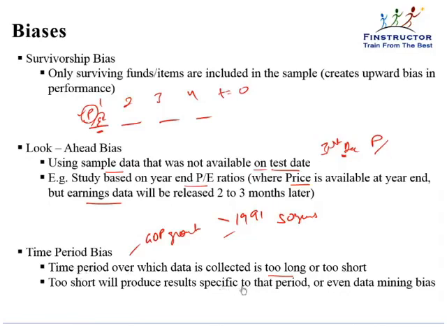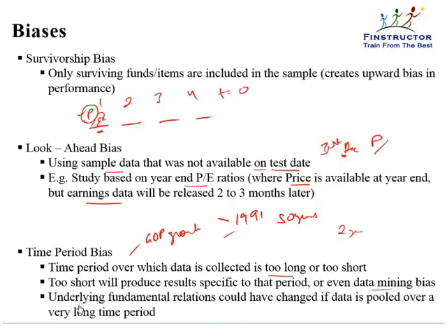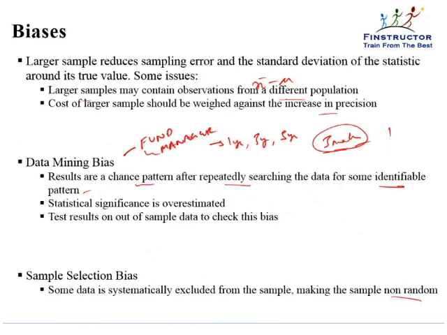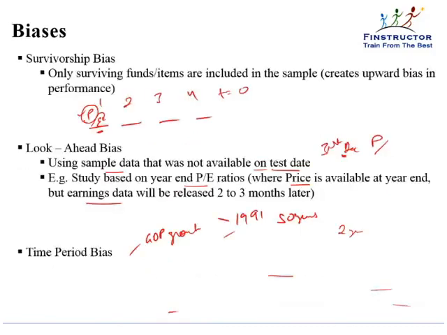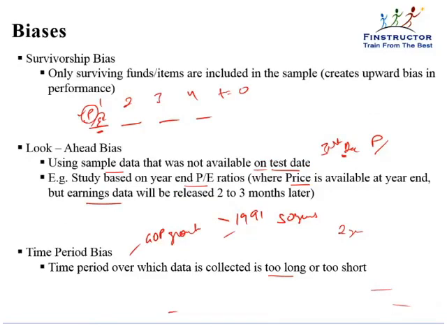If I keep the time period too short, that is only the last 2 years of GDP growth, then that again may not be a representative sample, that may have a data mining bias, or that will produce results that are not statistically significant. With too long a time period, underlying fundamental relations could have changed if data is pooled over a very long time period. So these are some biases that you should be careful about. Too large a sample can have problems: data mining bias, sample selection bias, survivorship bias, look ahead bias, and time period bias. So that was about the review on sampling and estimation, an important input that will go into many calculations and that will go into the review of hypothesis testing that we will study next.